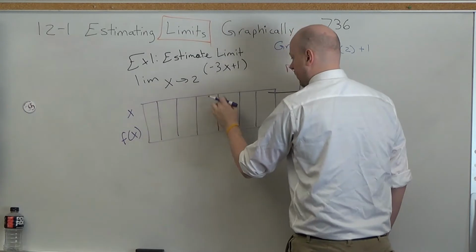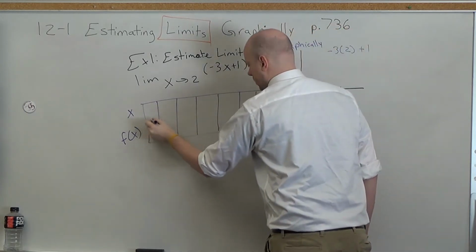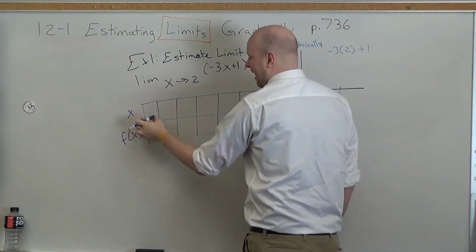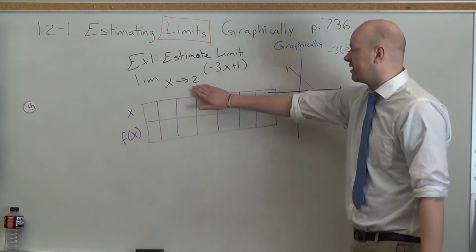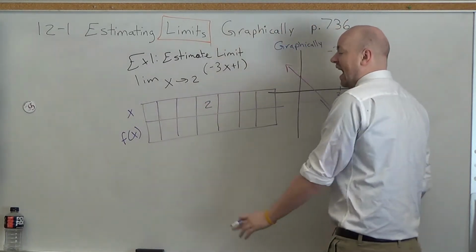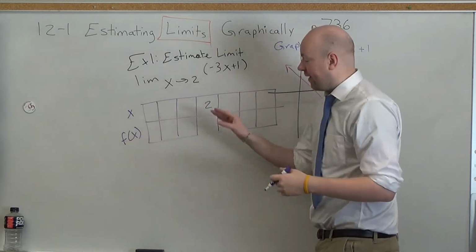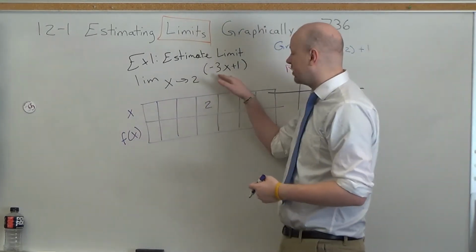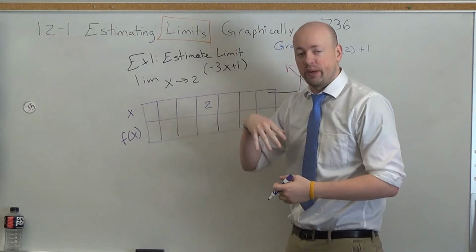1, 2, 3, 4, 5, 6, 7. I remember my x are my x values, and I'm obviously going to test 2, so 2 is going to go in my middle. Okay. f of x is whatever I get after I input x into my function. f of x is whatever it spits out.